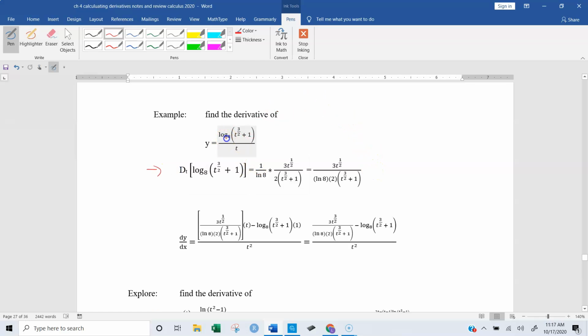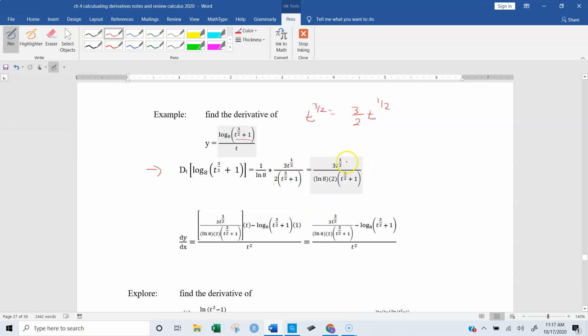So now we know the derivative of a base, so it's the natural log of 8, times the derivative of the function itself. So you're taking the derivative of t to the 3/2, which is 3/2 t, subtract 1, and you get to the 1/2 power. So that's where this came from, 3/2 t to the 1/2. Okay, and in the denominator, you have the original, t to the 3/2 plus 1.